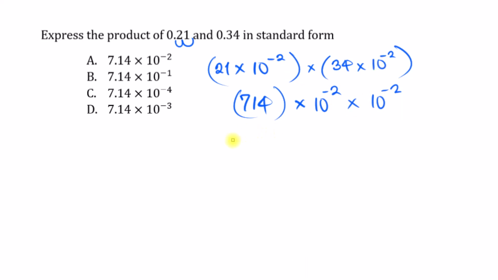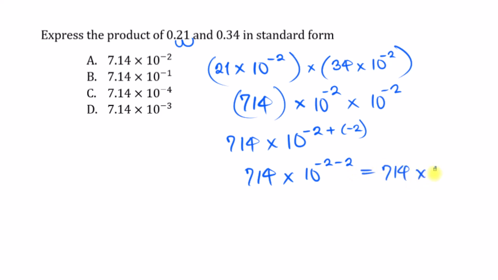But then with the laws of indices, you know that if you are multiplying two different expressions having the same base number but different powers, you can just take one of those bases and then add the powers together. So we have plus minus 2. Don't throw away this negative sign. If you do, you will miss out. So this is 714 multiplied by 10 raised to power minus 2 minus 2. So it's nothing but 714 times 10 raised to power now minus 4.